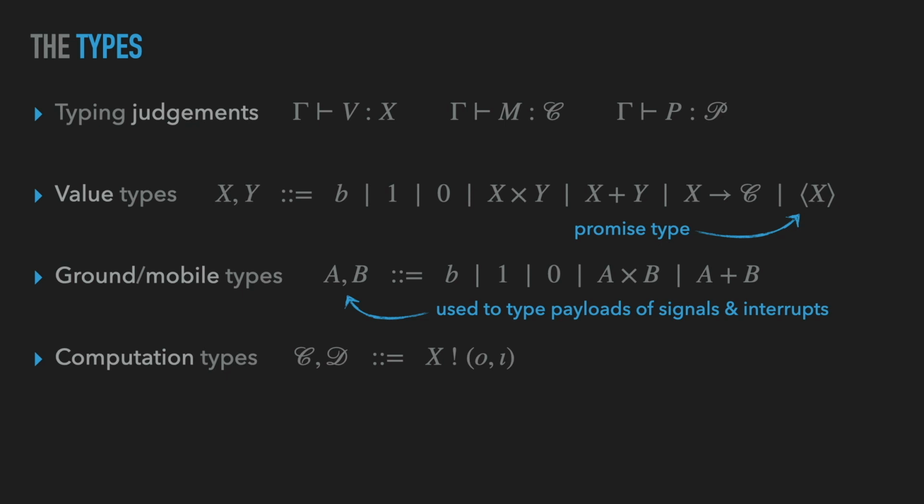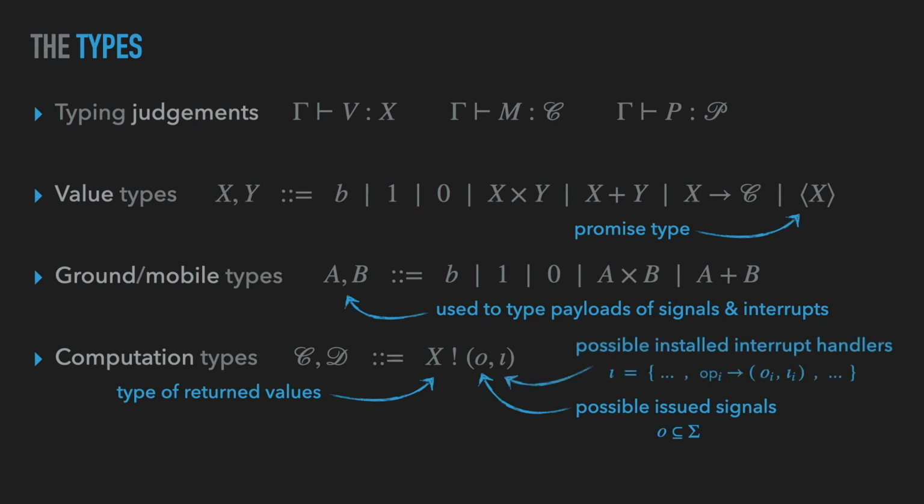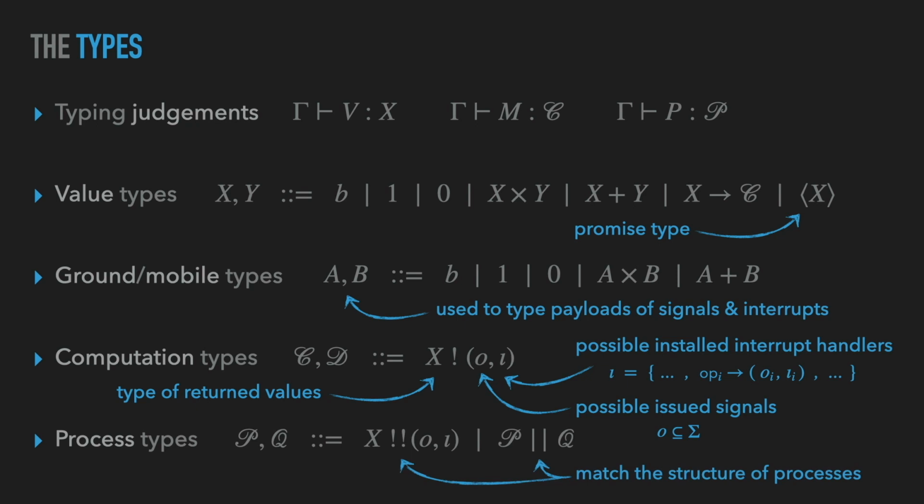For computation types, we follow the standard approach of pairing the type of values that the computation returns with some effect annotations. In our case, the effect annotations describe both the signals that the computation might issue and also the interrupt handlers that the computation might have installed. Now, while the signal annotations are defined as standard, simply given by a subset of the possible signal names, the interrupt handler annotations are actually given by an interestingly recursive structure. In particular, each of the interrupt handler annotations is a partial mapping from interrupt names to the effects that the corresponding interrupt handler code might produce when triggered. And finally, for process types, we simply mimic the structure of the processes at the level of types.